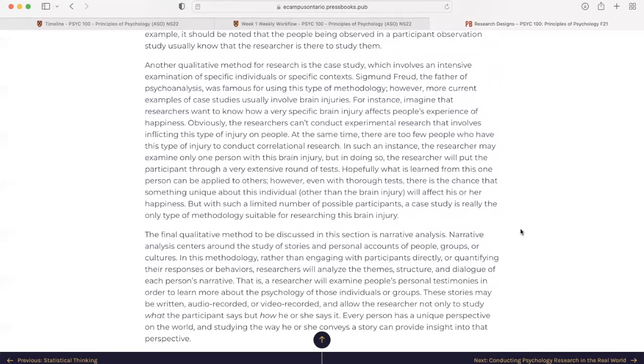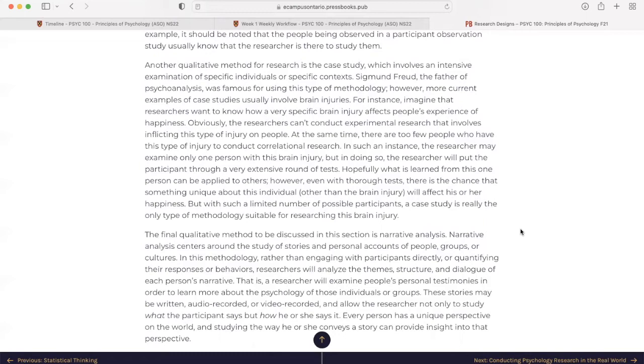In such an instance, the researcher may examine only one person with this brain injury, but in doing so, the researcher will put the participant through a very extensive round of tests. Hopefully, what is learned from this one person can be applied to others.